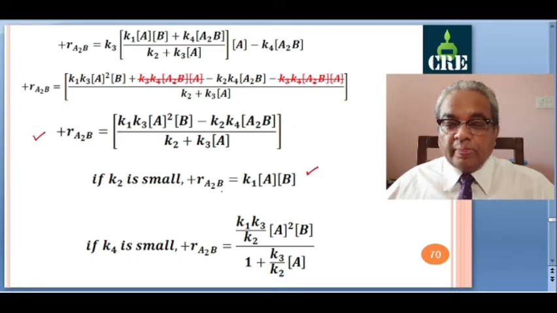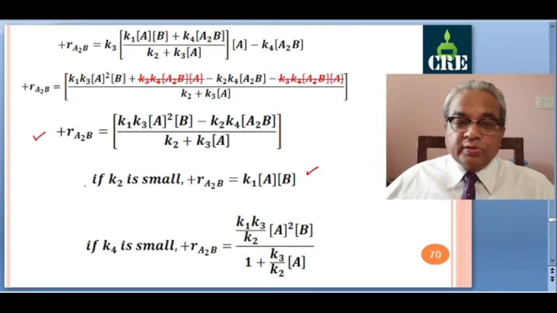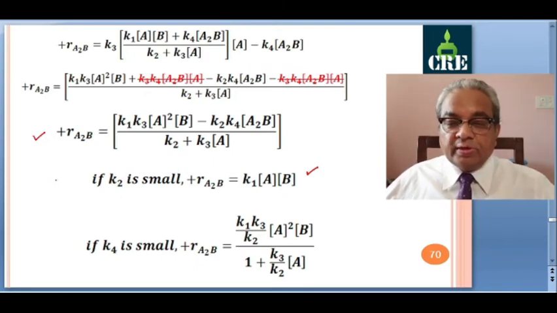None of these terms will go, so only this term goes. So we get K1 K3 A square B, and if I divide by K2 in the numerator and denominator, you get a new constant K1 K3 by K2 into A square B divided by 1 plus K3 by K2 into concentration of A. So with this condition, K2 being small, this is consistent with the observed kinetics: the rate of formation of A2B is first order with respect to A and first order with respect to B.